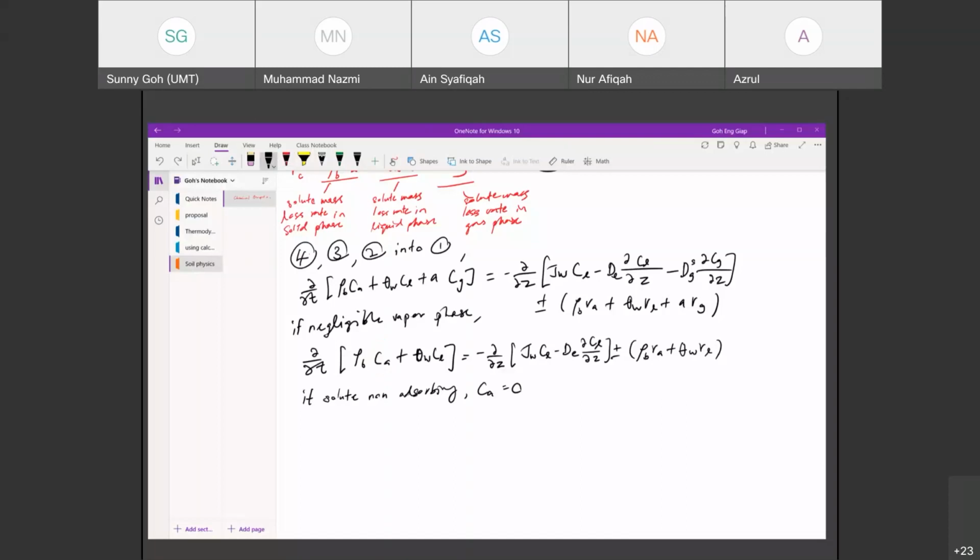So what if the solute is non-reactive? That means they cannot generate, and they also cannot degrade. So basically Ra equals Rl equals Rg equals 0. They are all 0, so they do not appear, and they can be cancelled out. So non-reactive means no degradation.